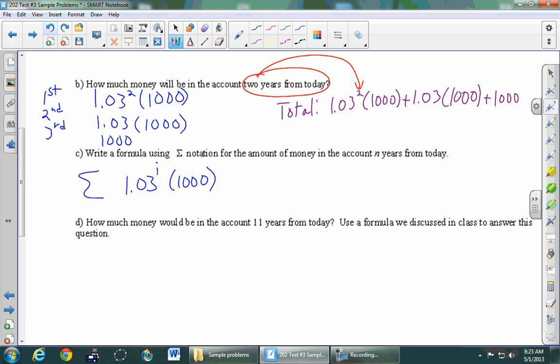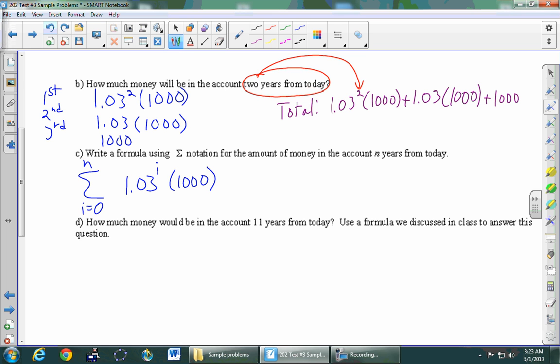Every term in that purple series looks like this. And then what's the starting value of i and what's the ending value of i? So the starting value of i is the smallest i that you see. Here i is 2, here i is 1, here i is 0. So this series starts at i equals 0. And we're trying to wait n years from today. And we saw that when it was 2 years from today, 2 was the highest power. So if it's n years from today, then n is going to be the highest power. So we're going up to n.